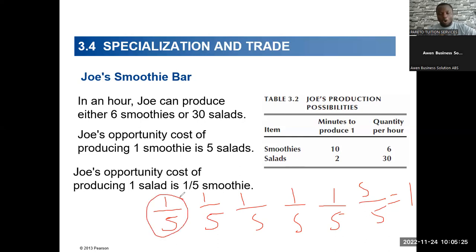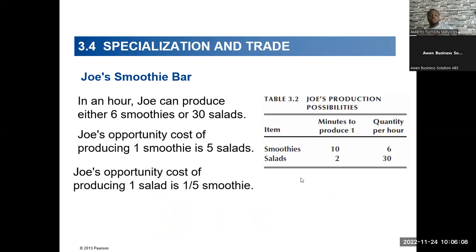1/5. Or let's use what we saw when we were using the DVD and the cell phones. We said that if the opportunity cost of producing 1 cell phone is X DVDs, then the opportunity cost of producing 1 DVD will be 1/X cell phones. I hope we remember that. Yes. So if the opportunity cost of producing 1 smoothie is 5 salads, then the opportunity cost of producing 1 salad will be 1/5 smoothies. Are we together? Yes, I think that one helps.